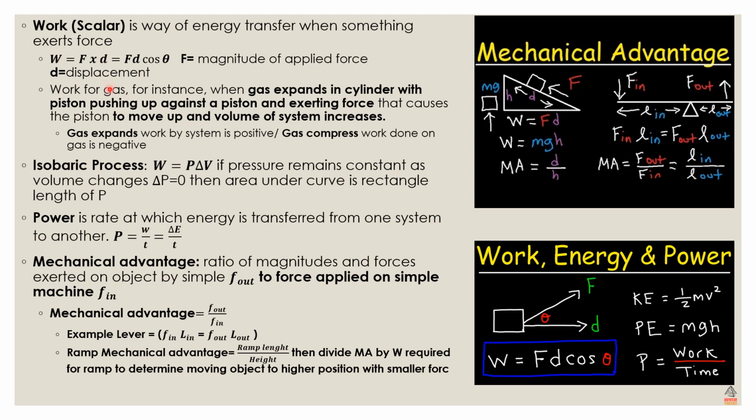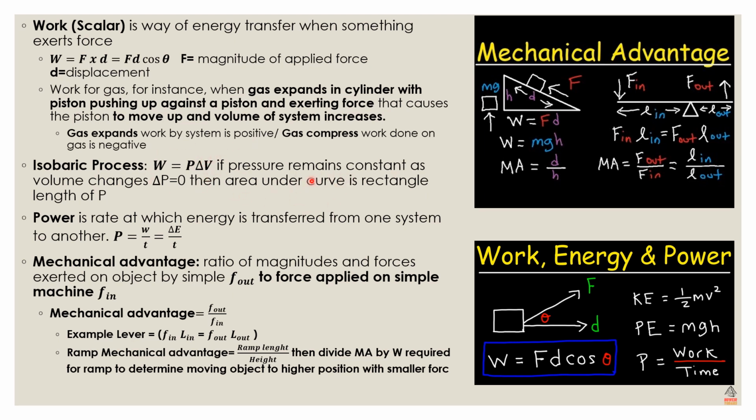So let's take an example here. Work for gas. So gas expands in a cylinder with a piston, pushing up against the piston, exerting a force, that's F, that causes the piston to go up and the volume of the system increases. So if the gas expands, that's work done by the system and work is positive. But if gas compresses, that's work done on the gas and it is negative. Next you have an isobaric process, where work is equal to pressure times delta volume.